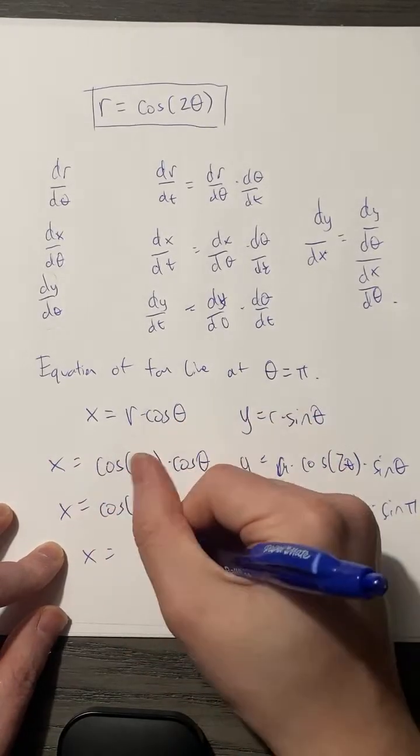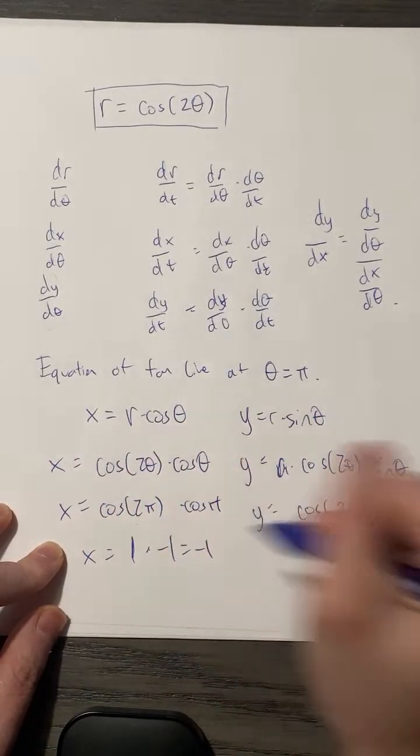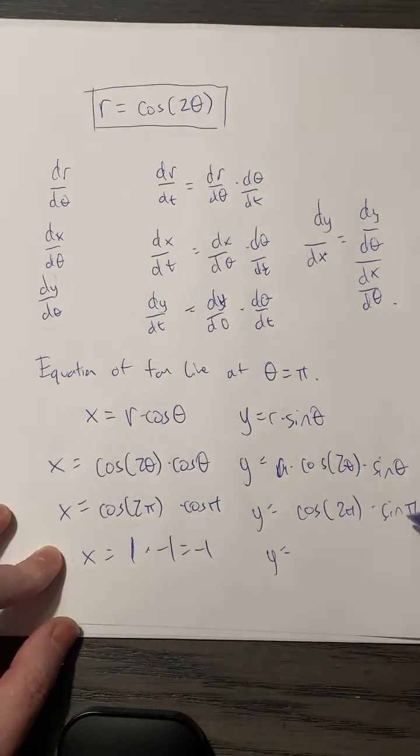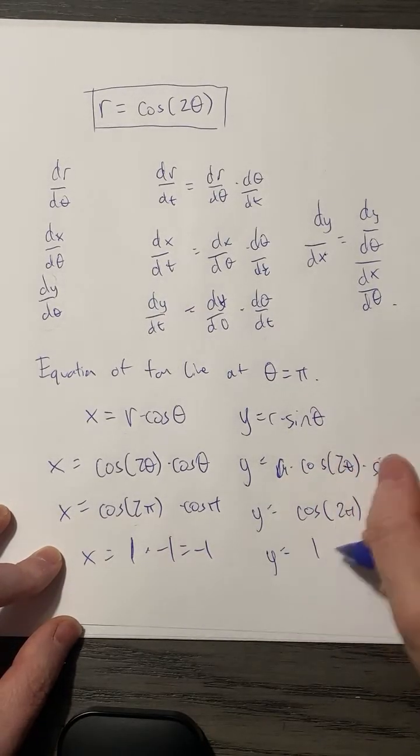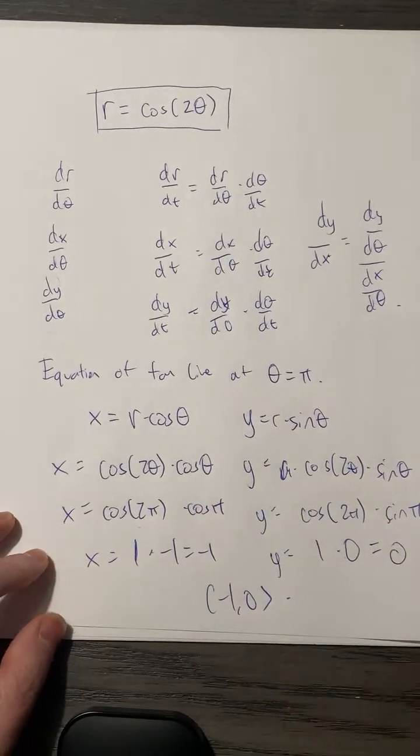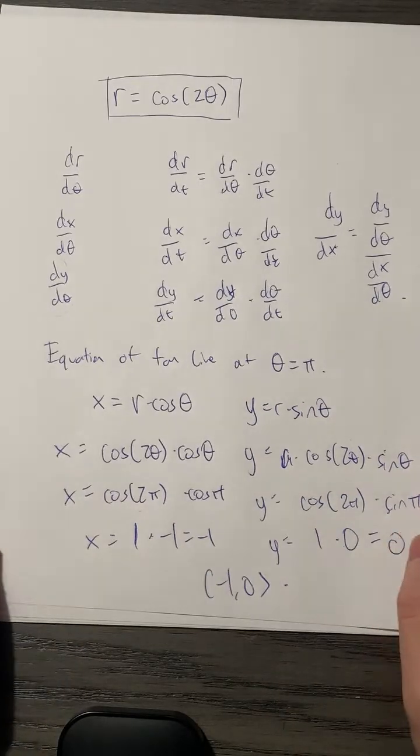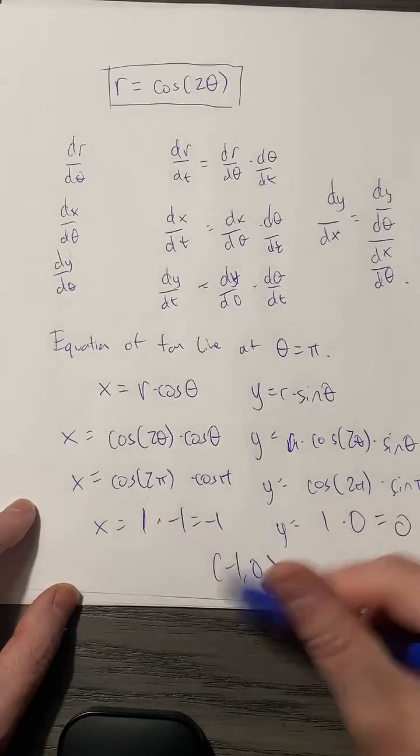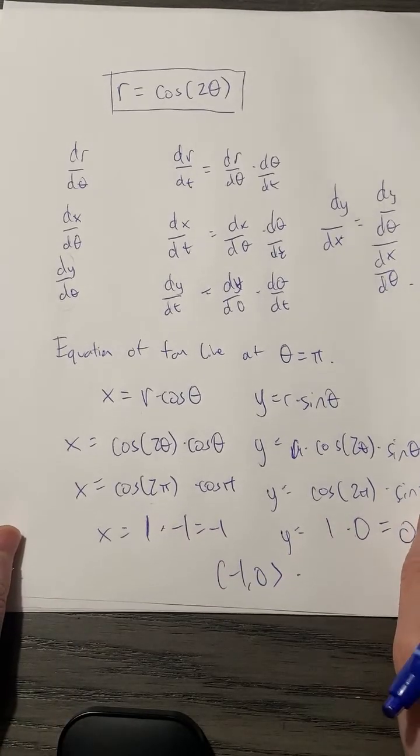2 pi is the same thing as 0, so this is 1 times -1, so this is -1. Sine of pi is 0, so this is 1 times 0, which is 0. So my point's (-1, 0). Notice how much harder this is than other questions because we had to do so much work just to get to the point. But now let's take the derivative.